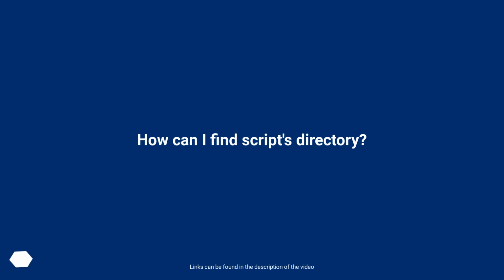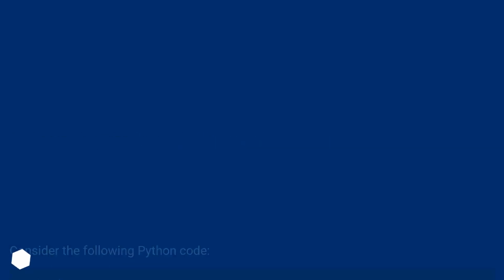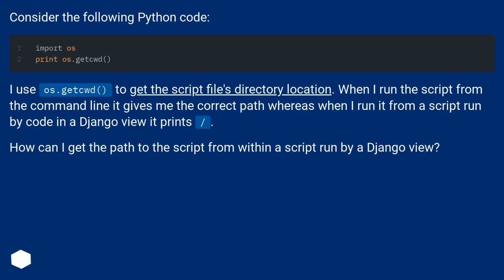How can I find the script's directory? Consider the following Python code. I use os.getcwd to get the script file's directory location. When I run the script from the command line, it gives me the correct path, whereas when I run it from a script run by code in a Django view, it prints /. How can I get the path to the script from within a script run by a Django view?